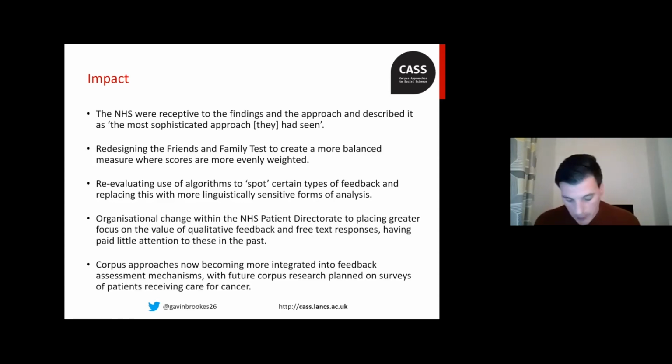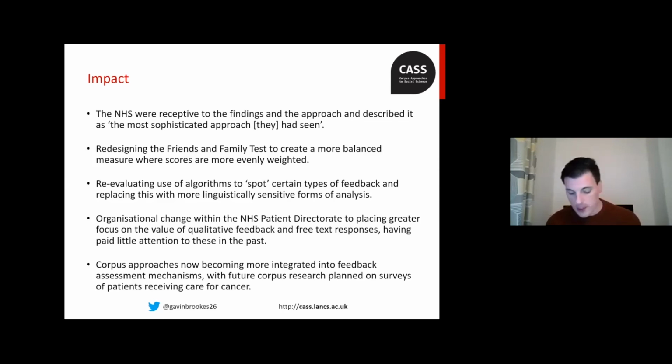More broadly though, a major output from the first grant has been a change in organizational culture. So prior to working with us, the patient feedback was not analysed qualitatively, because the techniques that they had previously used to access the qualitative feedback had proved inadequate for them. And this is now changing though.